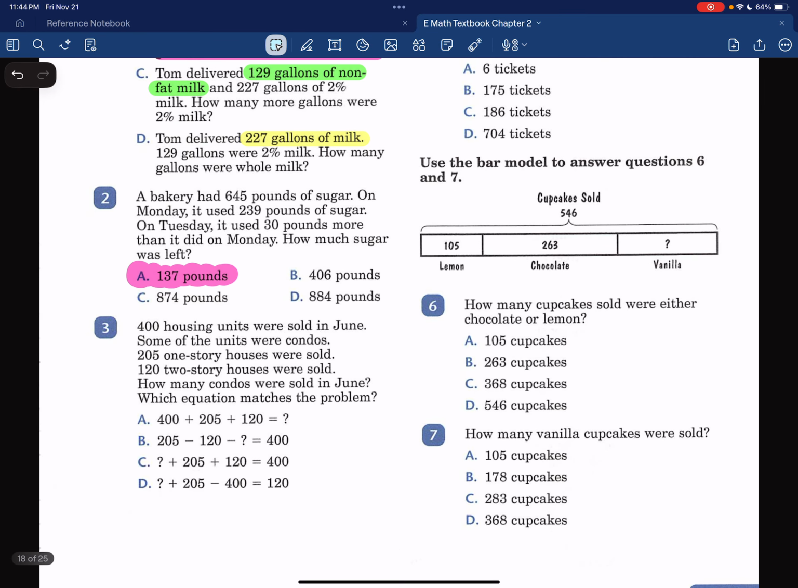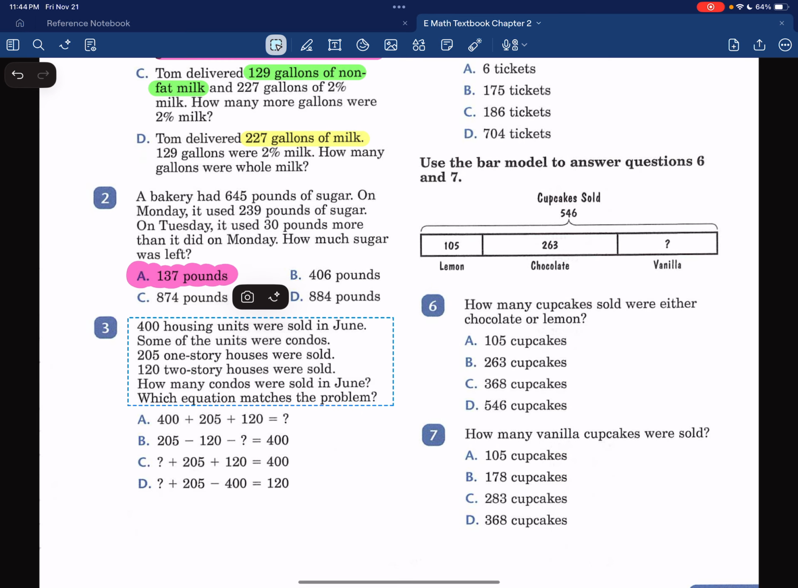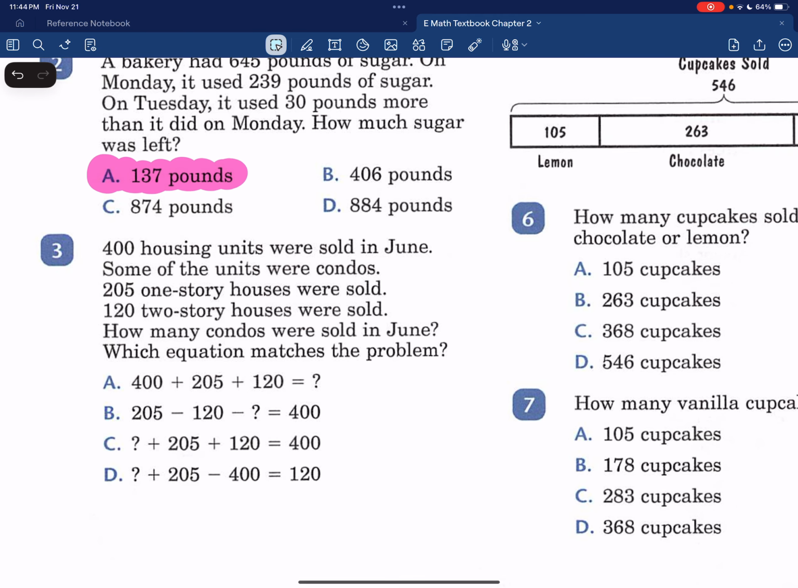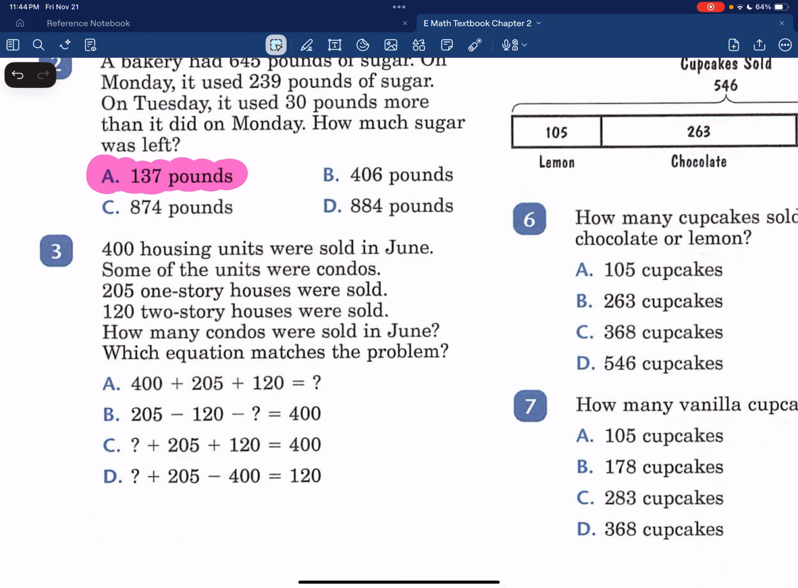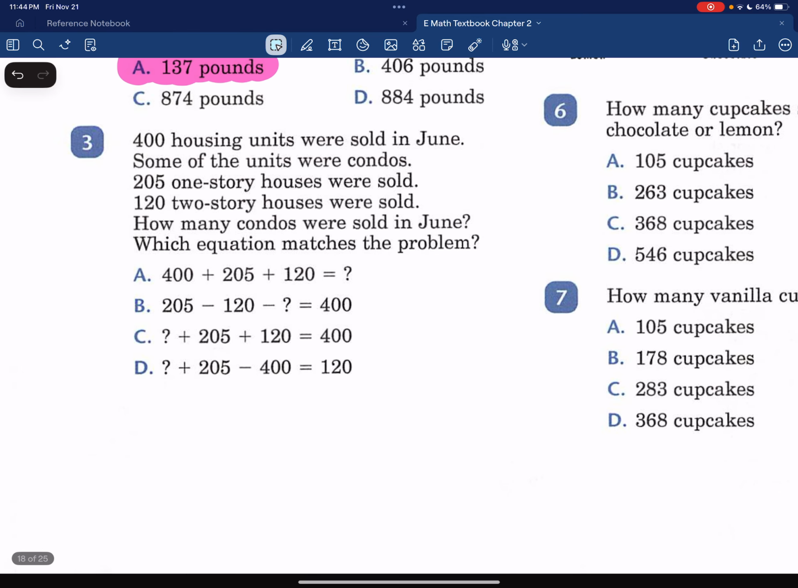Number 3, I think I'm going to do the same thing. Just going to take the problem over to my scrap paper because I need quite a bit of room here. Actually, we might not have to do this. Let's try this one right here.